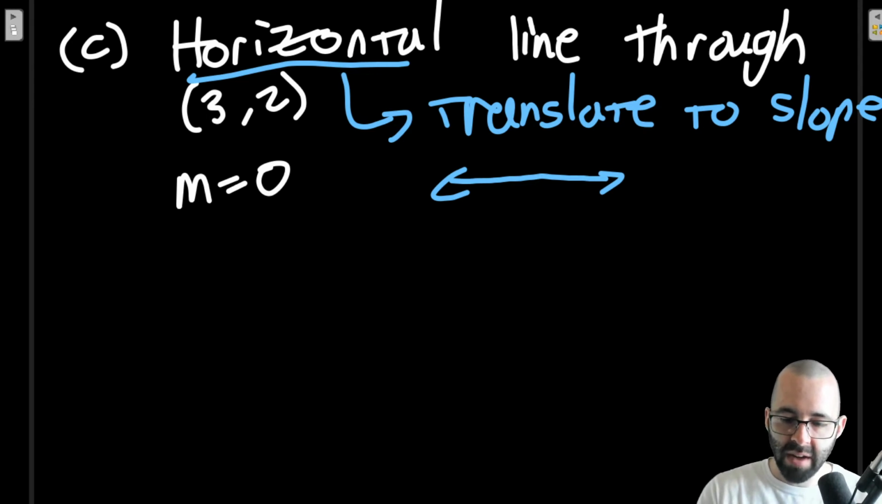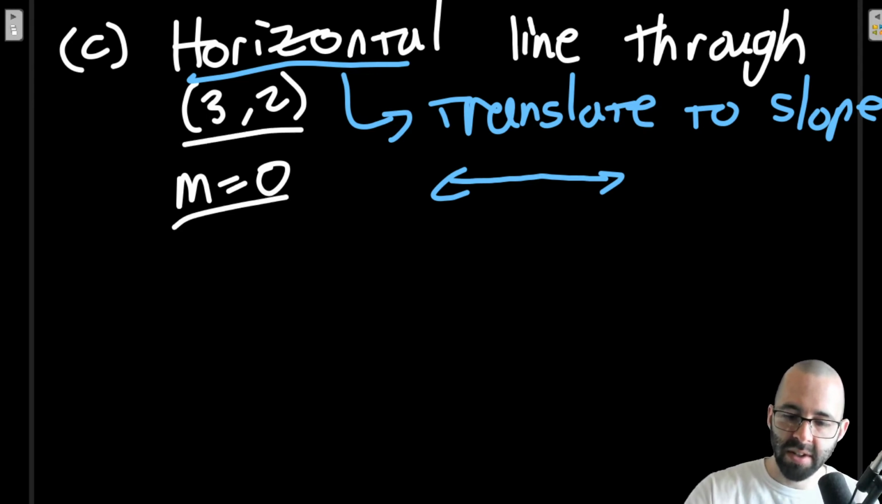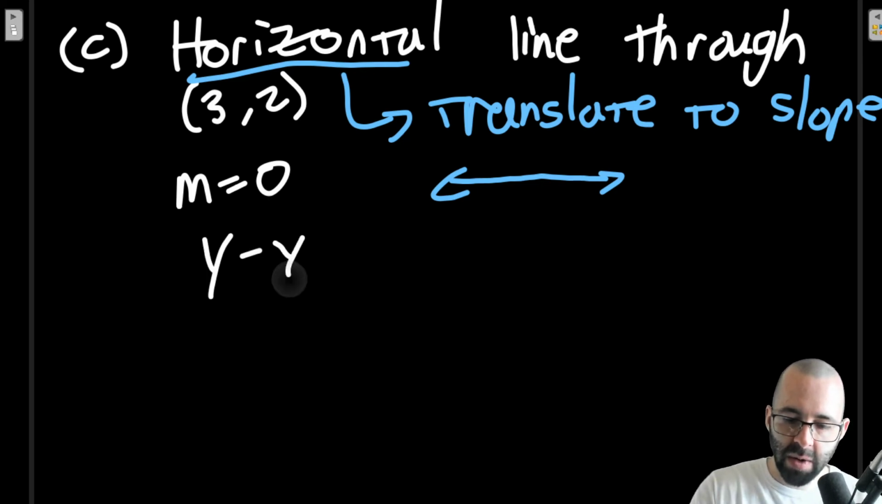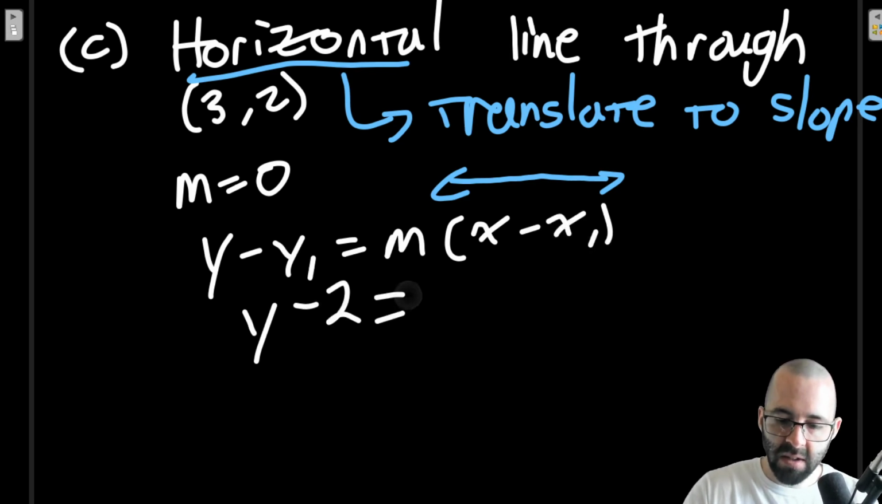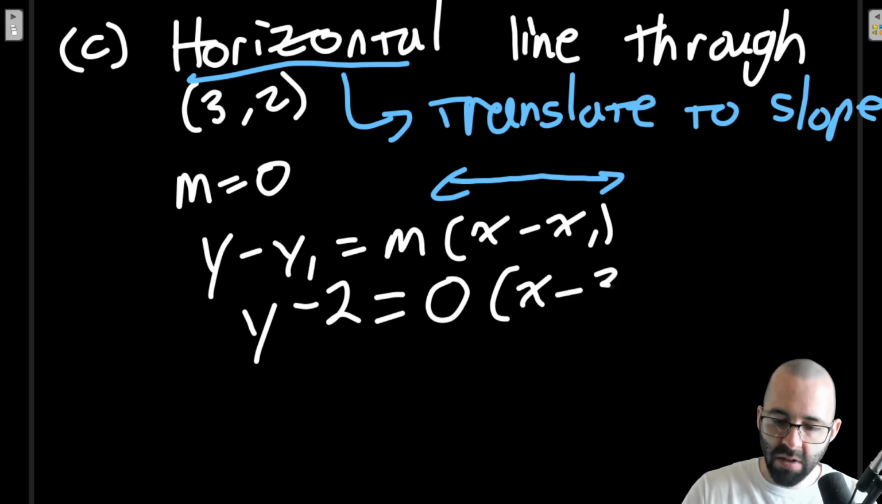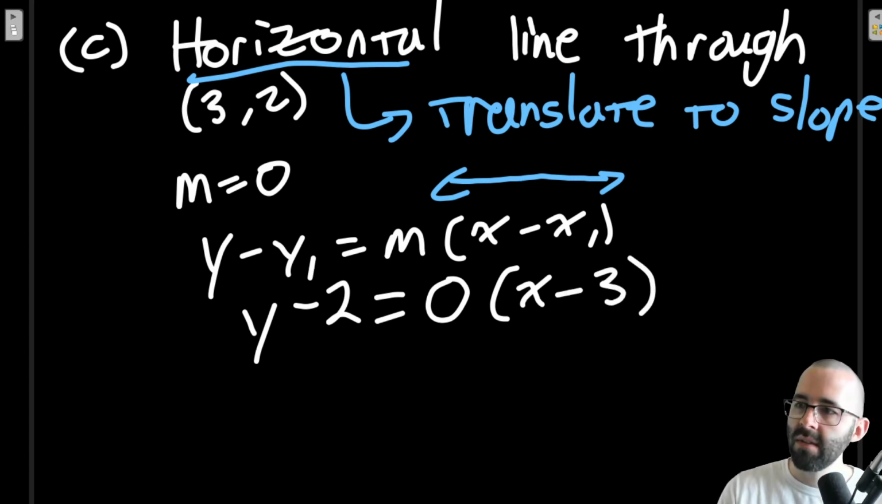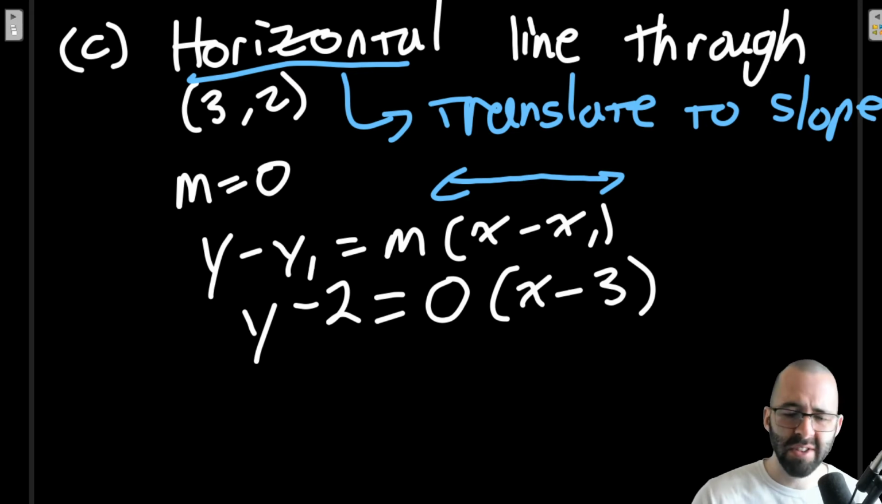All right, so we have the slope, we have a point. Let's use point-slope form, shall we? So again, it's y minus y1 is equal to m times x minus x1. The y1 is 2 here. The slope is 0, and the x1 is that 3 up there. And this is a perfectly good answer. It's not fully simplified. 0 times anything, right? This all becomes 0 up here.